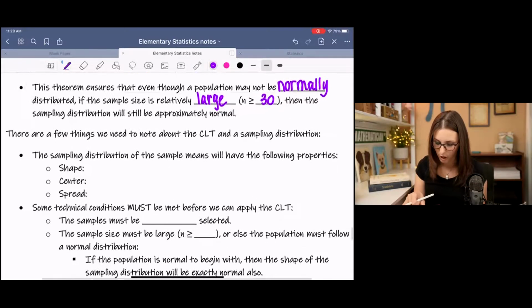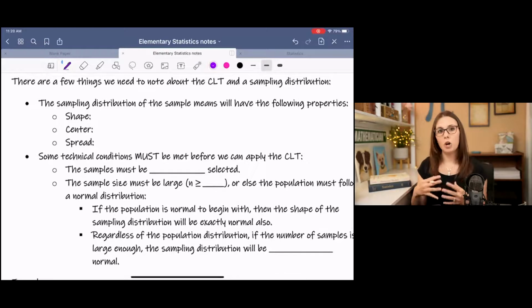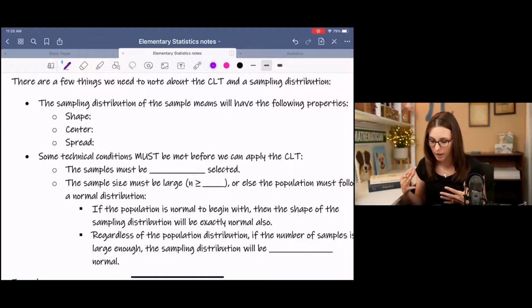Very exciting stuff. So there's some really important things that we need to note about the central limit theorem and some things that need to happen to ensure that we can even use the central limit theorem. There's like some qualifications that you have to have before you can use it or apply it.